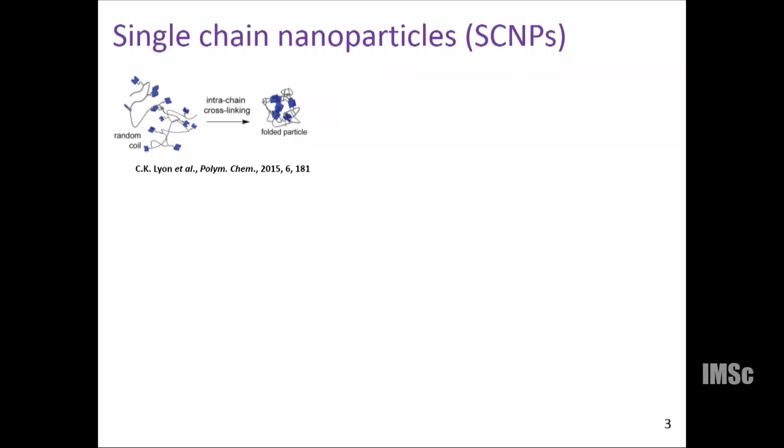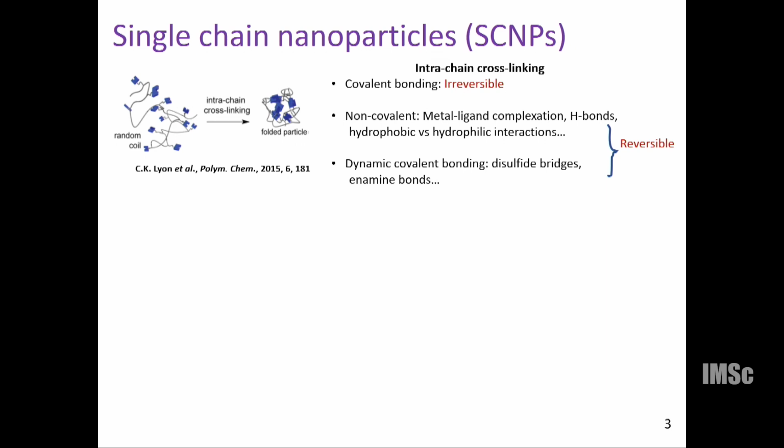So what are single chain nanoparticles? Imagine a polymer chain like this having special monomers. You can call them reactive monomers. Using external triggers like pH, temperature or light, we can make these monomers cross-link with each other. The nature of cross-linking is of different types. It can be irreversible or reversible. When we speak of irreversible, it's obviously covalent bonding. And in reversible, we have a toolkit of different interactions that can form these crosslinks.